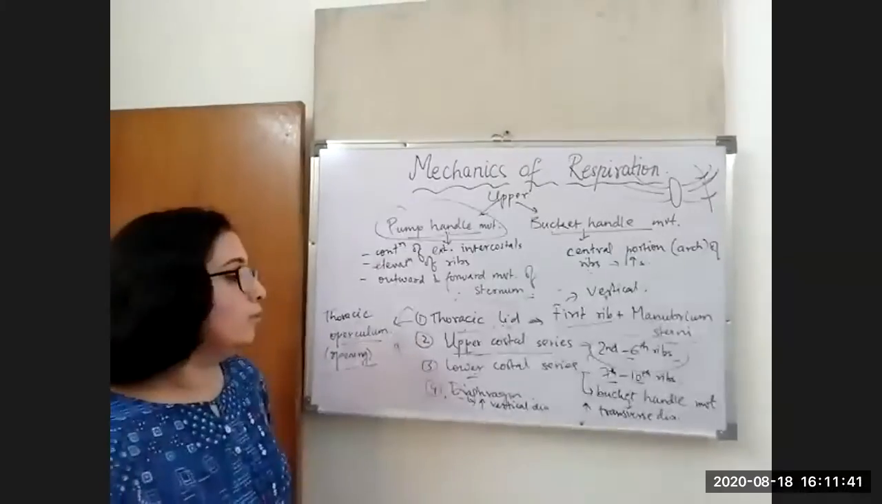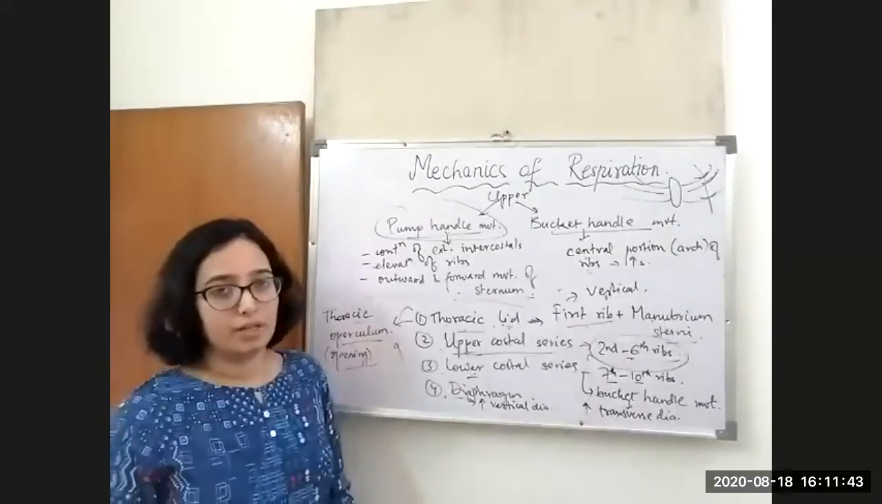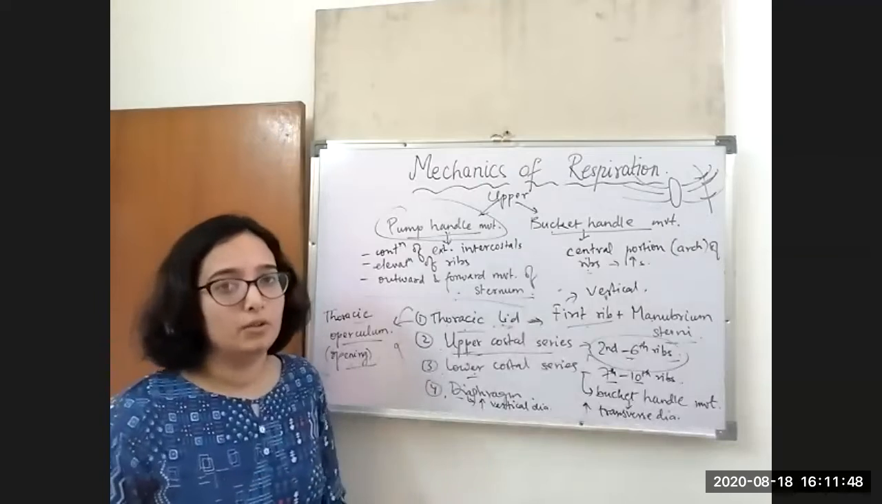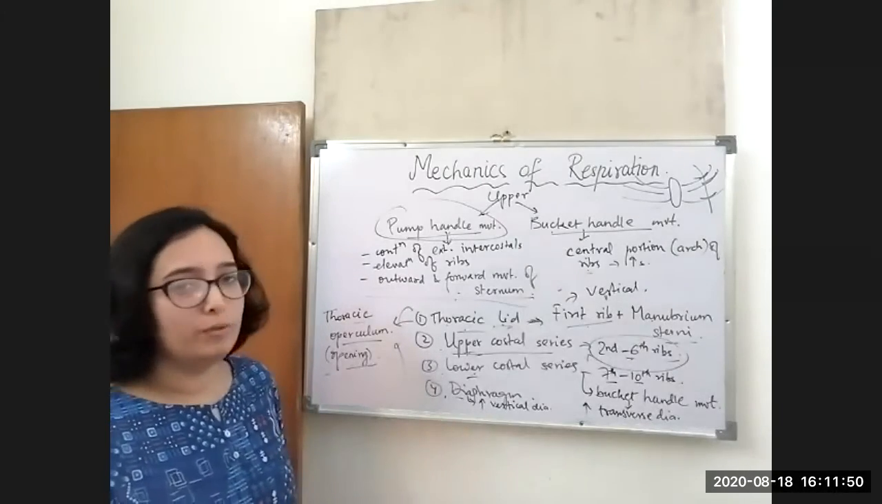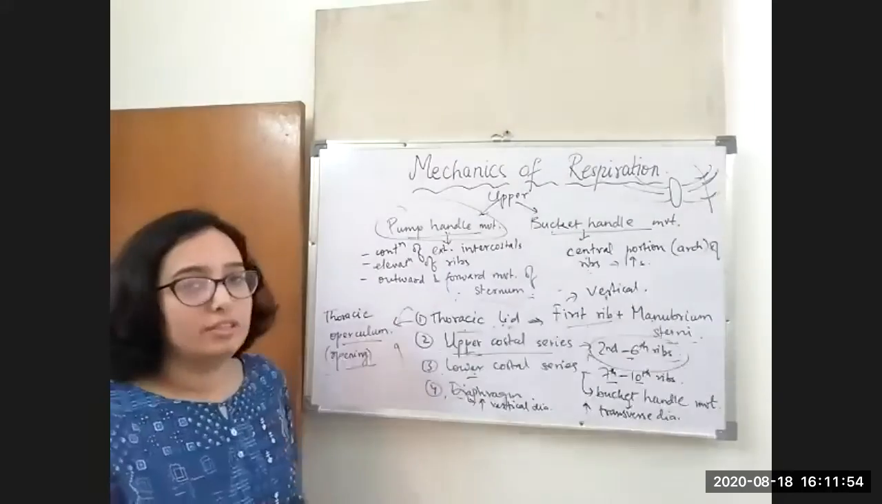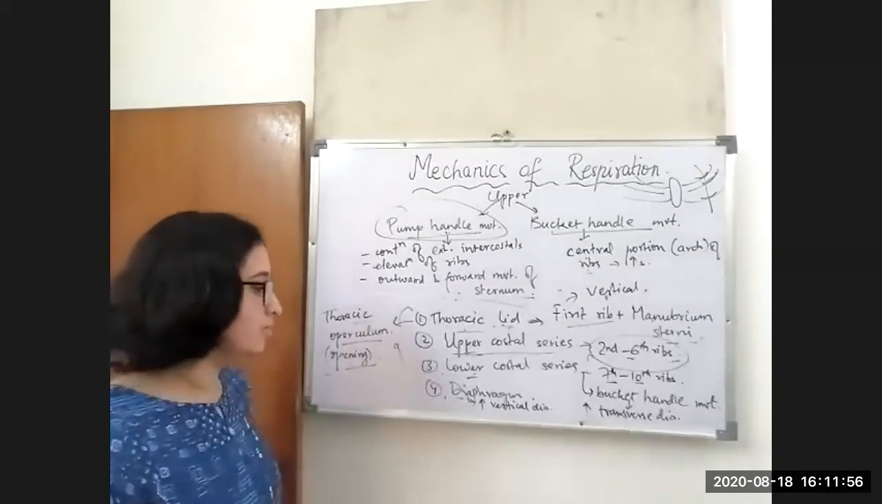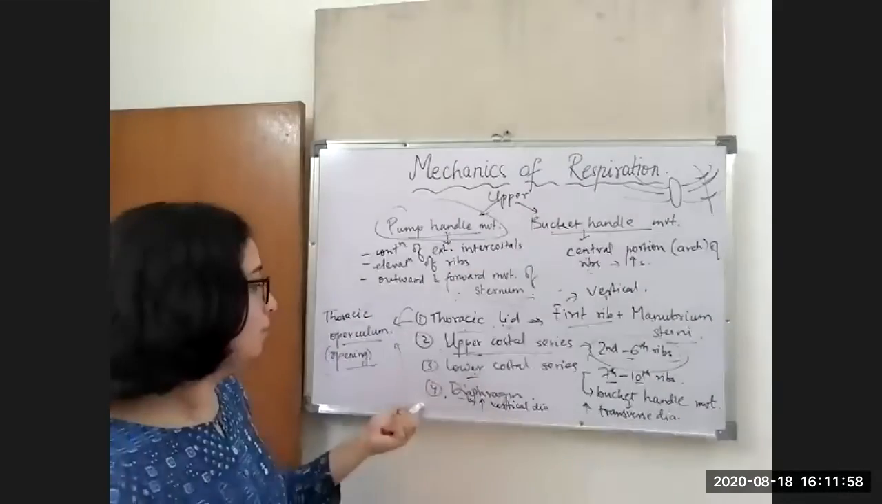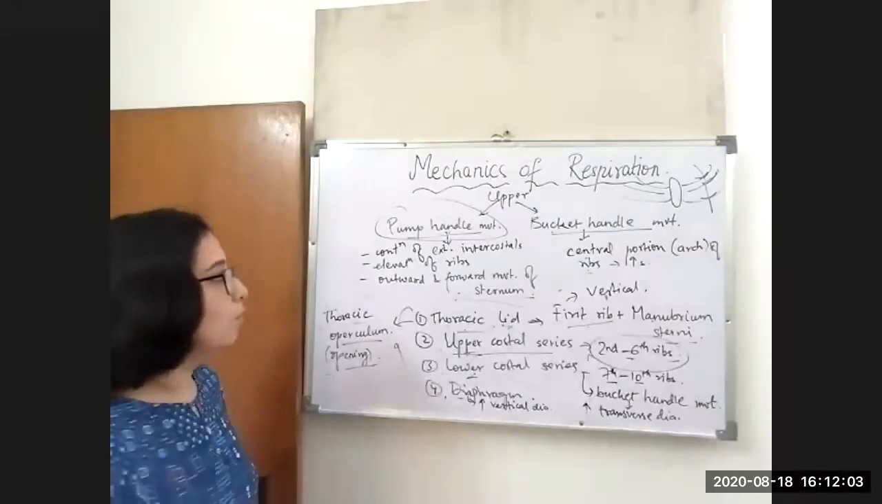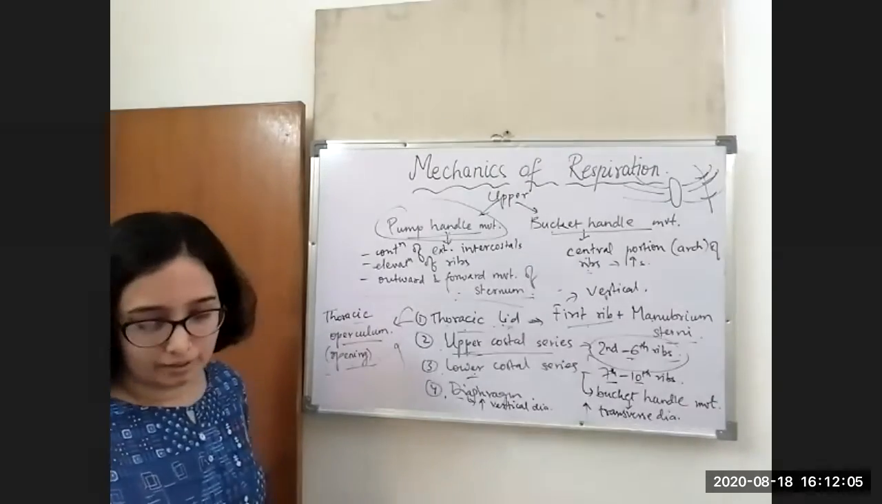And next, the lower costal series is made up of 7 to 10 pair of ribs, and will increase the transverse diameter of the thoracic cage because of the bucket handle movement. The diaphragm will increase the vertical diameter of the thoracic cage. Okay, so these were the movements of the thoracic cage. Now we will see the movements of the lungs.